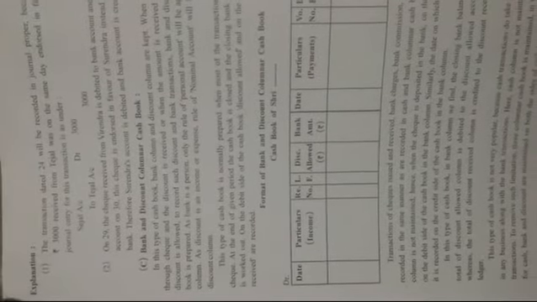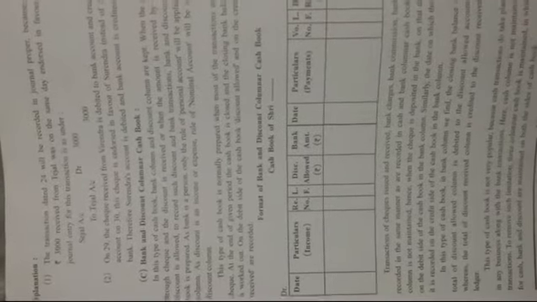So in this type of cash book there are two columns involved. First one is the bank column and the second is the discount column. When the payment is made through check and the discount is received, or when the amount is received by check and the discount is allowed, to record such discount and bank transactions, the bank and discount columnar cash book is prepared.